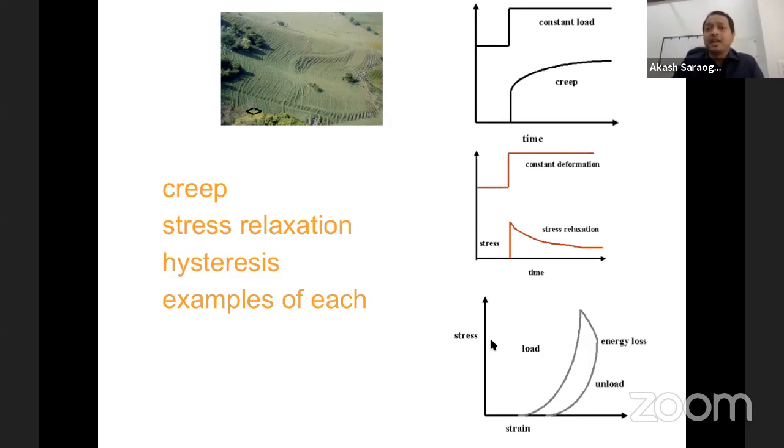The second graph that you see is stress relaxation. What happens over here? The strain is constant. In the previous example, the stress was constant. In this example, the strain is constant.